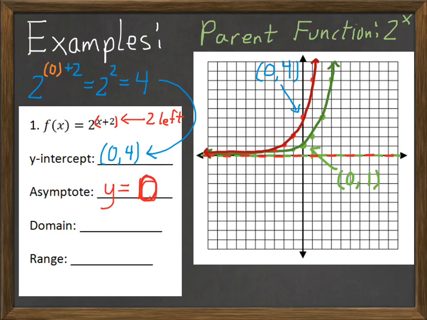Then the domain is negative infinity to infinity, like all exponential functions. The range, because we only have it on the positive side of y, is 0 to infinity. Not too bad on that one? Okay, so let's move on to another.